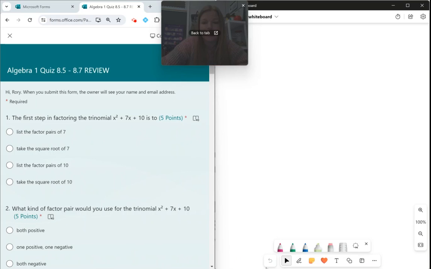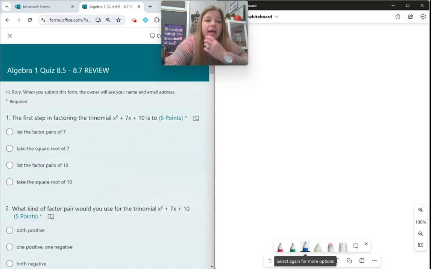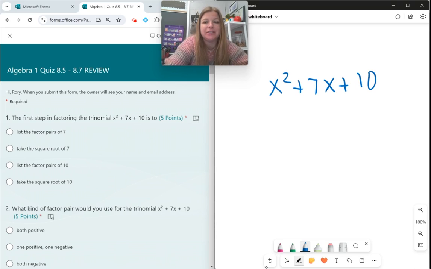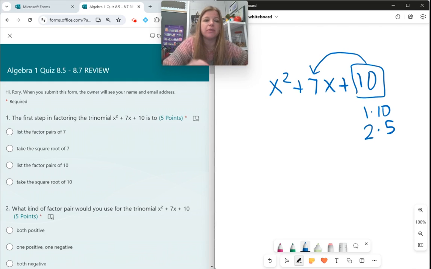Ready? First one. The first step in factoring the trinomial x squared plus 7x plus 10 is 2. When you look at a trinomial in this form, we're supposed to look at the factor pairs of C and figure out which factor pair of C adds up to get 7. Is it 1 times 10? Is it 2 times 5? So that's the first step.